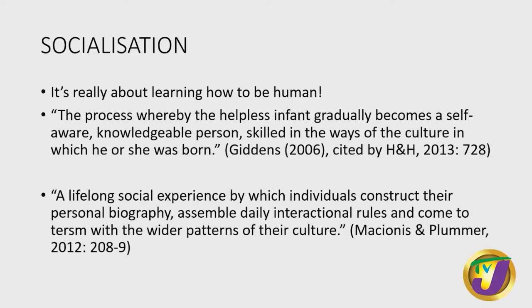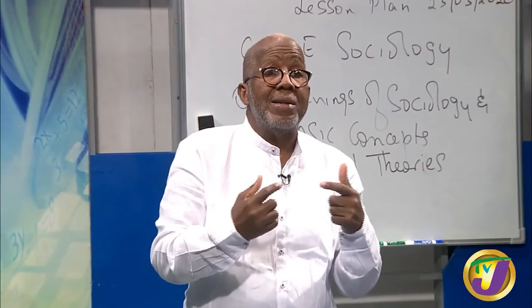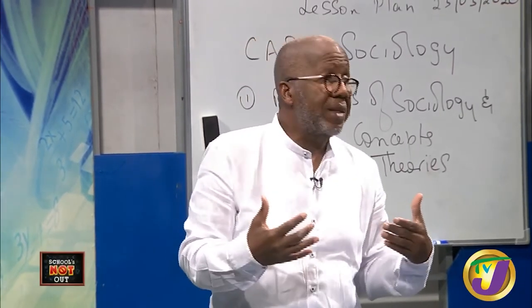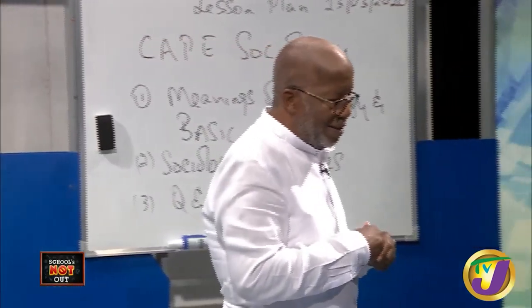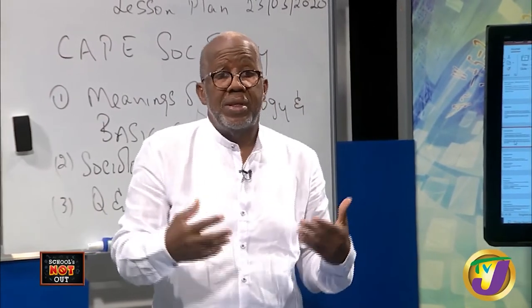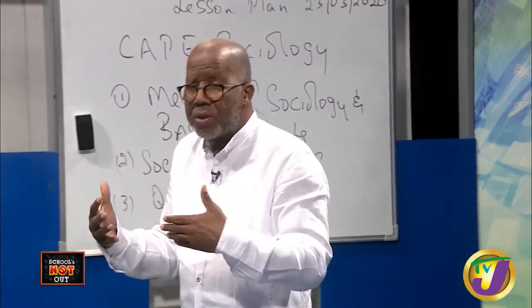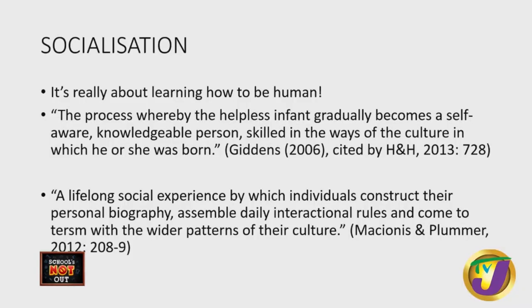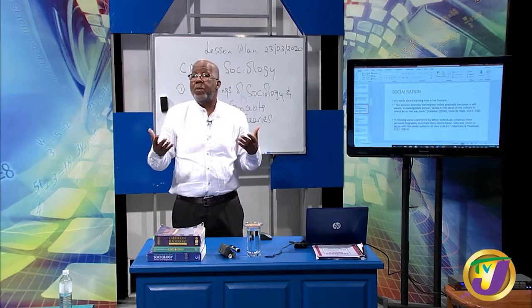Socialization. Again, this is another very important part of sociology, because right throughout sociology, especially when we come to Unit 2, where we're looking at crime and deviance, poverty, and so on, it's very important that we understand the part played by socialization. It is important to how we interact, how we behave, the things we do, and just how we fit into society, because it all goes back to how we were socialized.